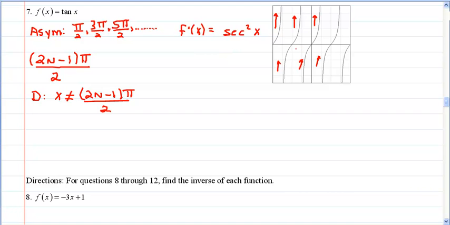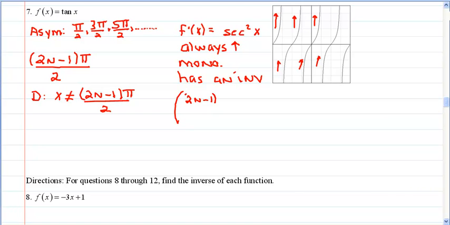But we're looking at the graph and we see that it fails the horizontal line test. So here's what we'll say for this one. We will say that this function is always increasing and is monotonic, therefore has an inverse, in an interval 2n minus 1 times pi over 2 to 2n plus 1 times pi over 2.